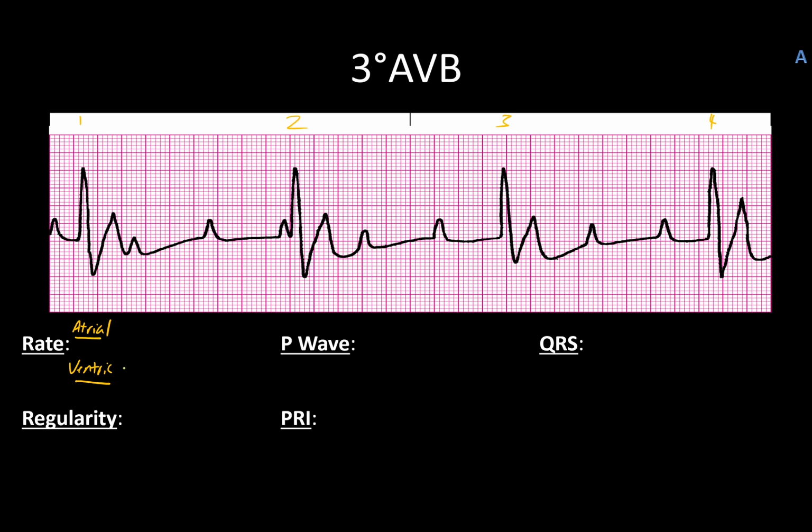And from a ventricular standpoint, I've got 4 times 10 gives me 40. Regular, no pattern that I can really see. I've got more P's than QRS's. No ectopy. Let's go ahead and look at what we got.